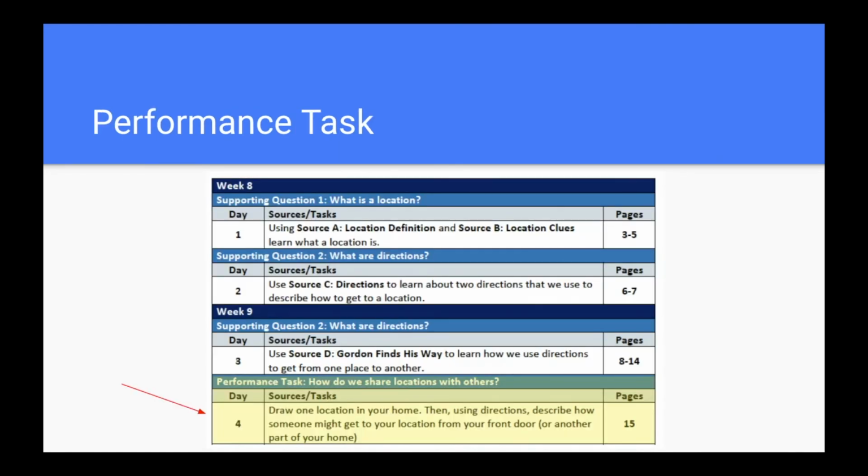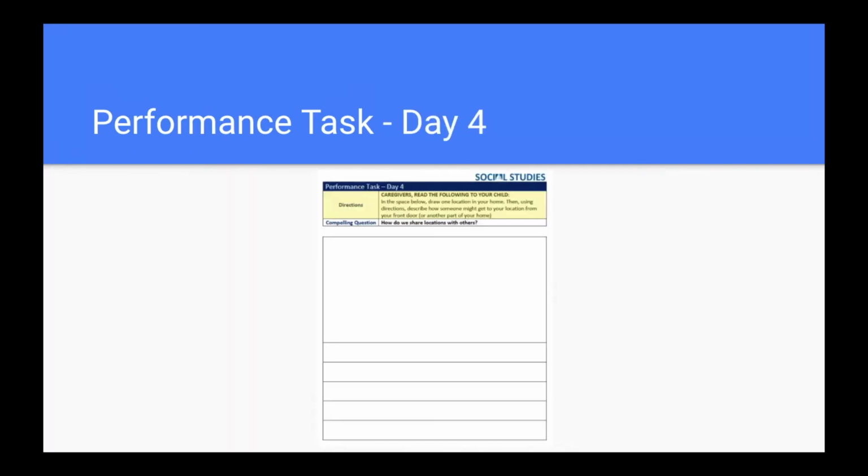Now it's time to put all your new knowledge and practice into this unit's performance task. Remember, you are going to identify and draw one location or specific point in your home in this box here. Then, using directions, you will describe how someone can get to your location from the front door of your home. You can always choose another starting point if the front door is too close or too far from your location.